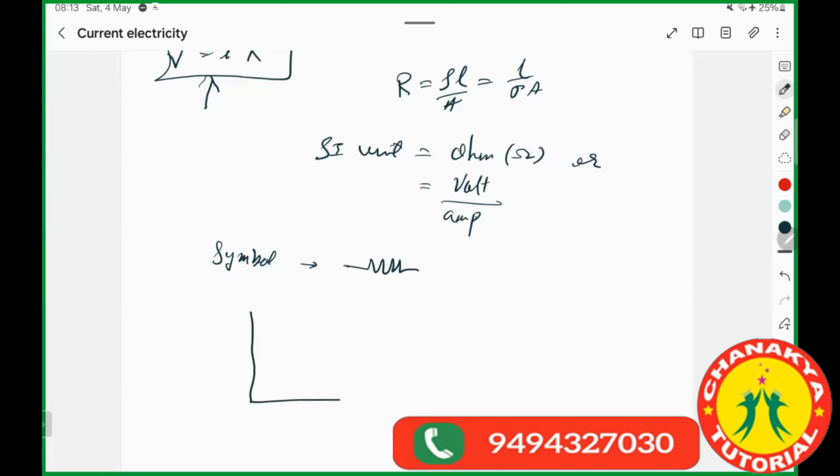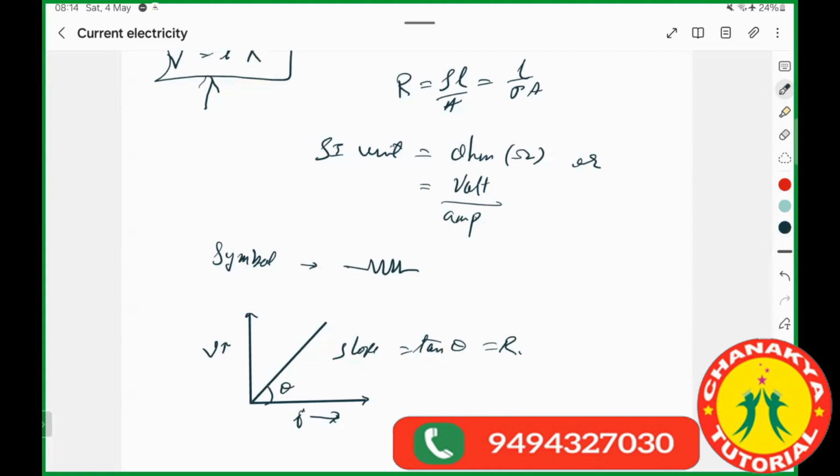Now the slope of the V-I graph will give you resistance. With V on one axis and I on the other, slope equals tan theta equals R. The slope of V-I will give you resistance. This resistance unit is ohm.